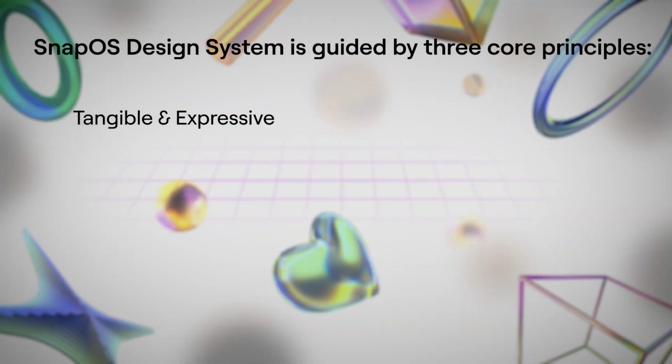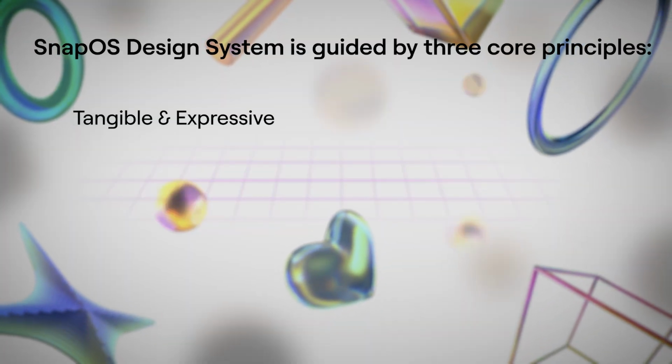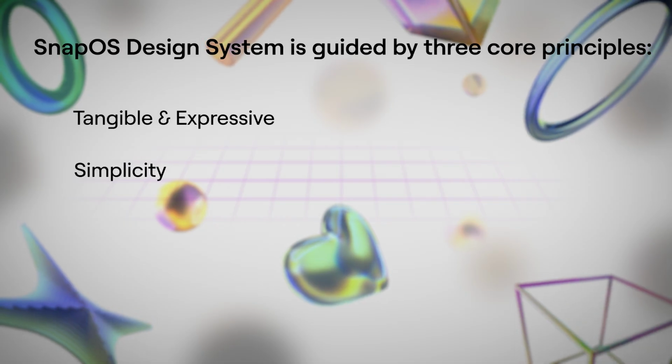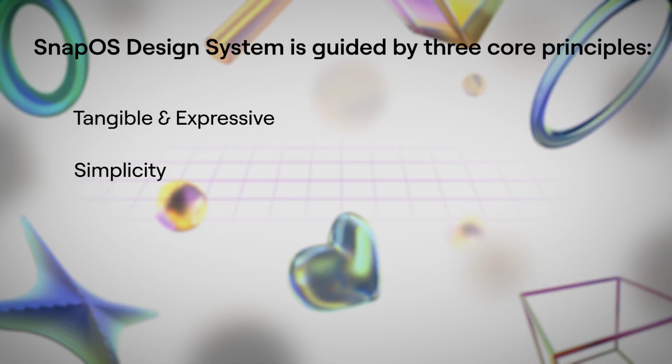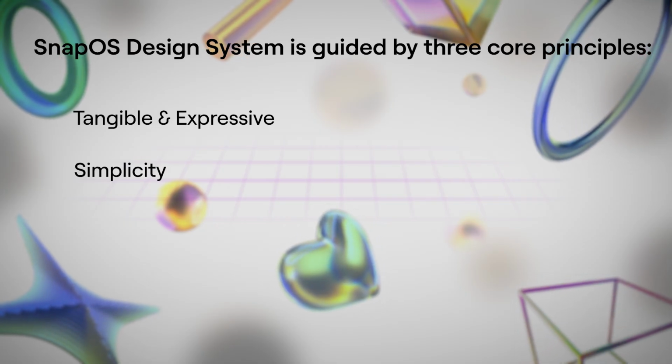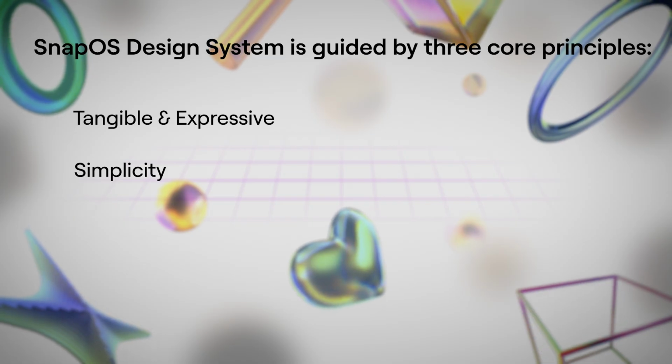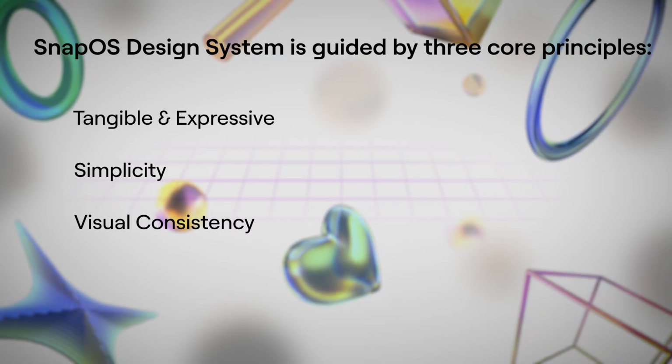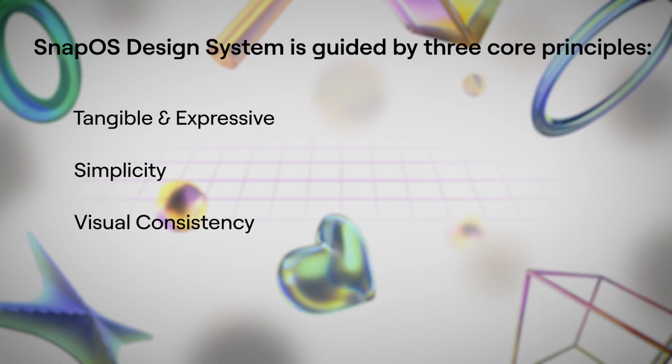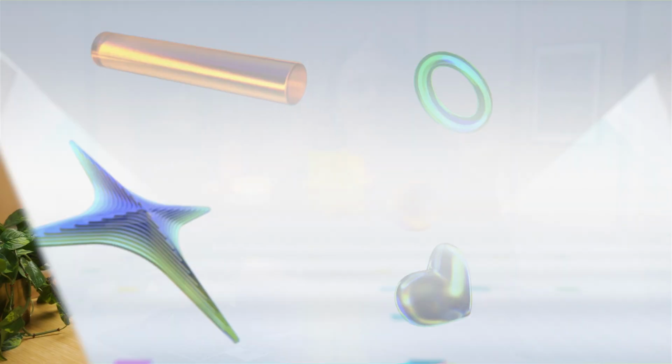Tangible and expressive. We provide clear feedback for user interactions. Simplicity. User interactions are easy to understand and reduce cognitive load in real-world busy situations. Visual consistency. We maintain a cohesive look across our platform. Now, let's see these components in action and build a color picker.